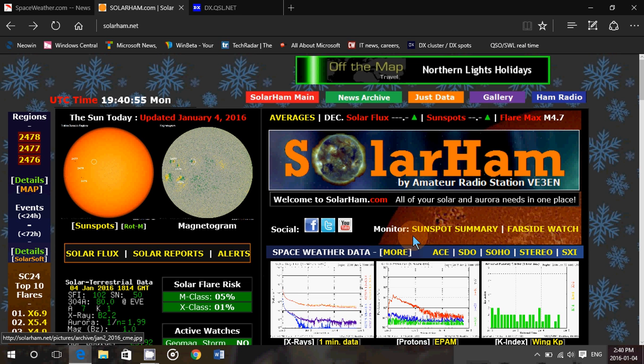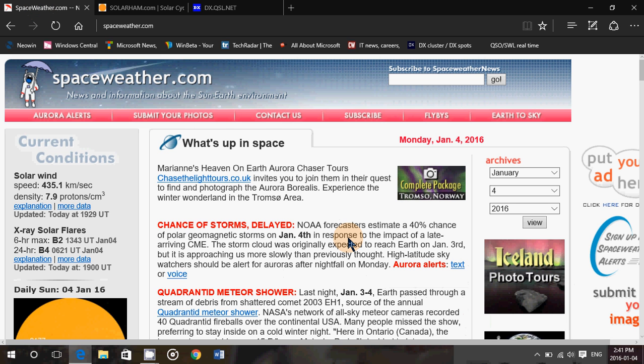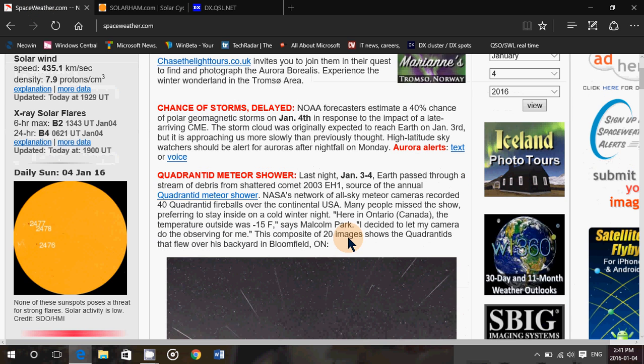Another page that is nice has a little astronomy side to it because it's not only about solar activity. It's spaceweather.com, which is another one. They'll give you information about whether there is a chance of storming and so on. So here you have chance of storms today. NOAA forecasters estimate 40% chance of geomagnetic storms January 4th. So it gives you an idea of a lookout of what's going to happen. Maybe there could be some geomagnetic storming and so on.